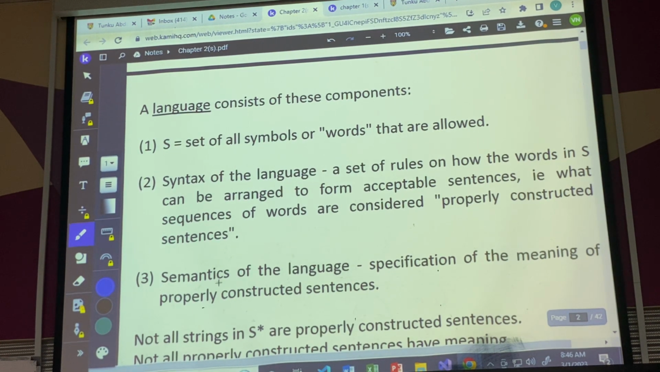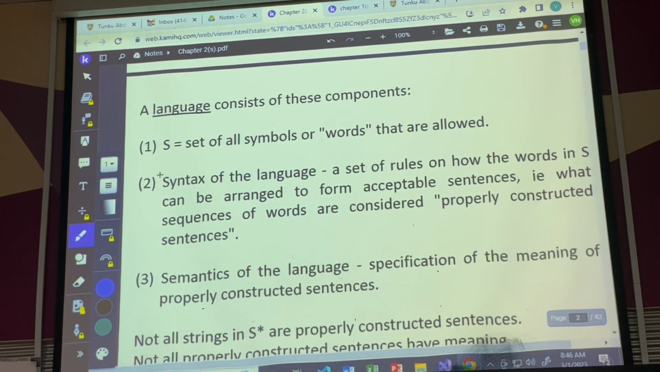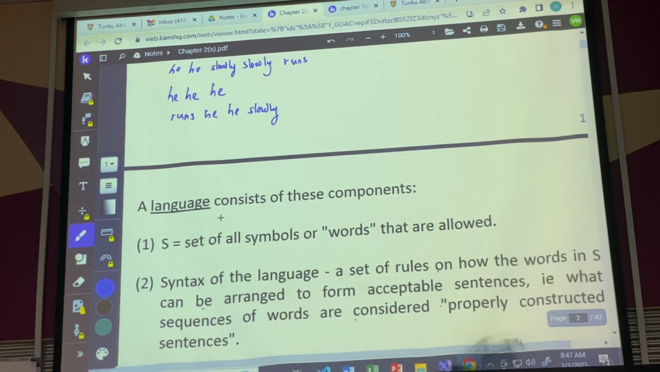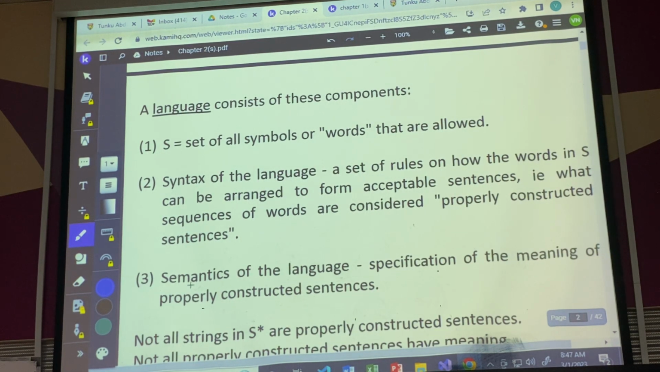And the third one is the semantics of the language, meaning what is the meaning? Is there any meaning or not if we form a sentence using the words given? Like just now, if you say he runs slowly, there is a meaning here, no problem, right? But if you say runs he slowly, do you think this has correct semantics or not? And also the syntax? Not correct, isn't it? Even though you can form a string, this is not a correct sentence. So there is a problem here with the syntax and the semantics also. So to have a correct language, these 3 components must be constructed properly. Okay?